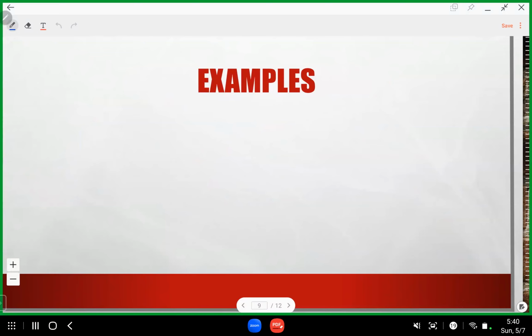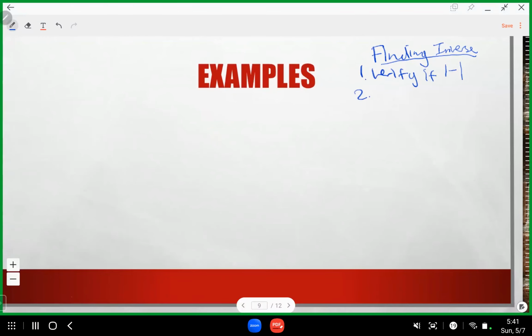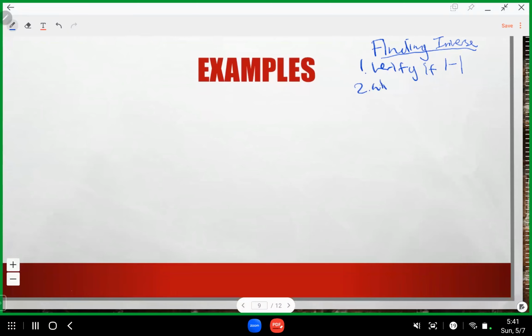So let's now go over some examples. Remember what I said about switching the range and the domain, right? So here are the steps of finding the inverse. The first step is, of course, verify if one-to-one. Number two, write in terms of y. Actually, we can skip this. It's very intuitive. Next is switch domain and range, which is x and y. Okay, and then you solve for y.